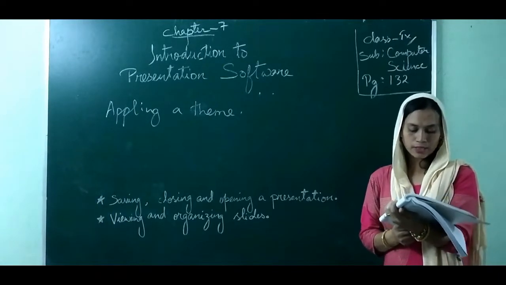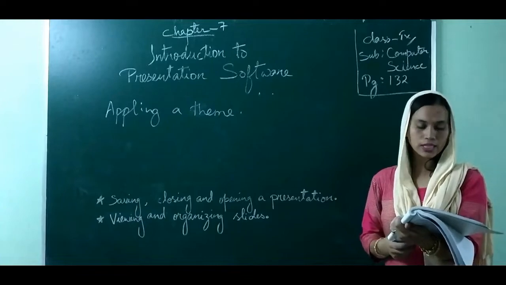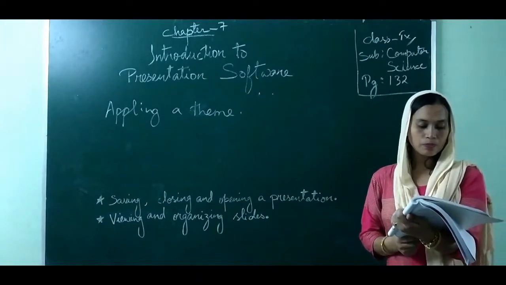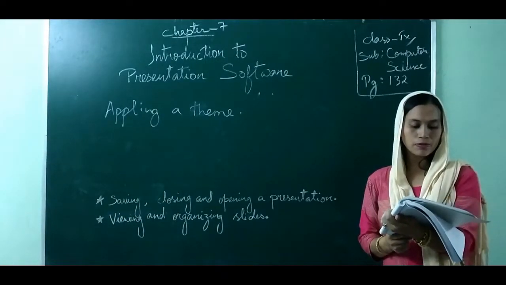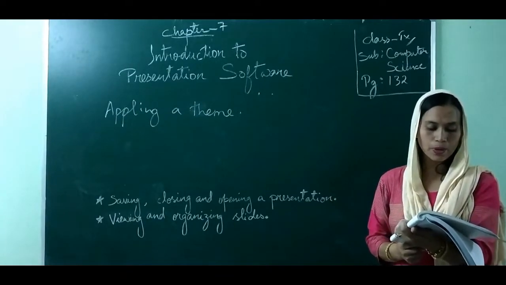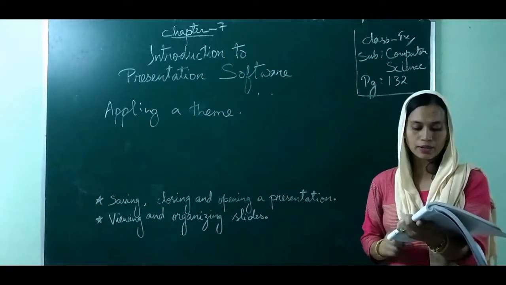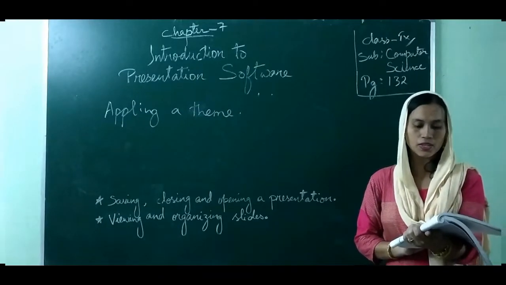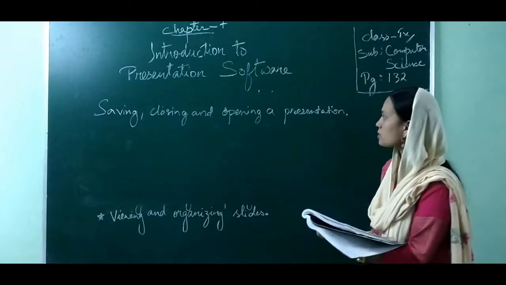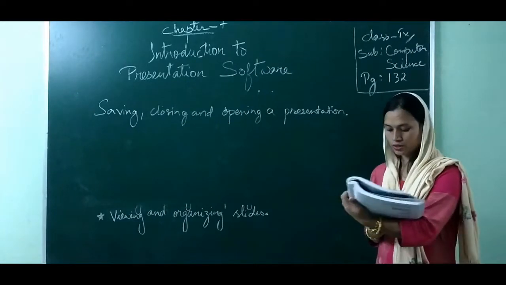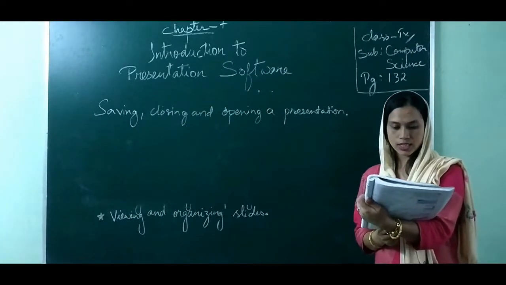For applying a theme to a presentation, open page number 136. For applying this, first of all you select your Design tab and from the Theme group you select the desired theme that you want to apply in your presentation. Next, let's learn how to save, close and open a presentation from page number 138.